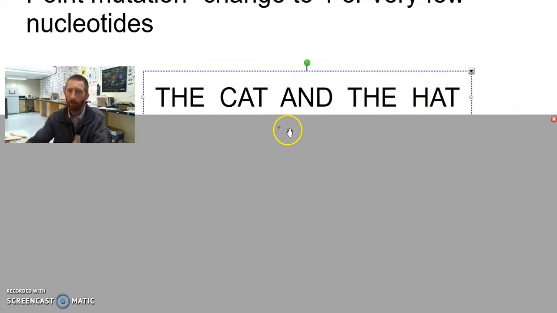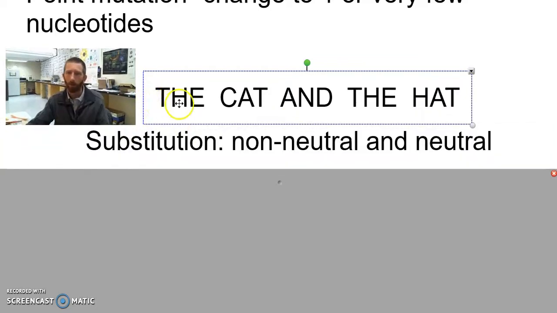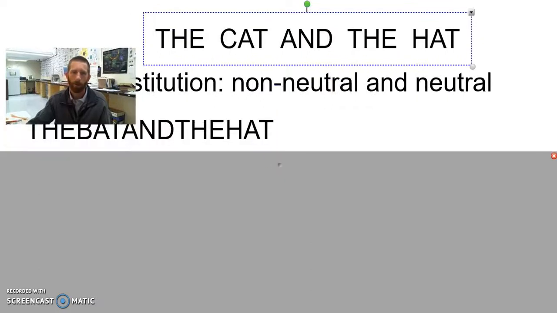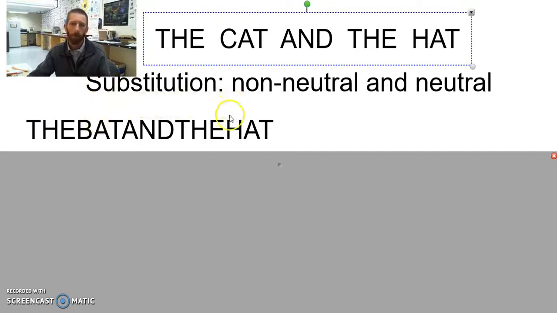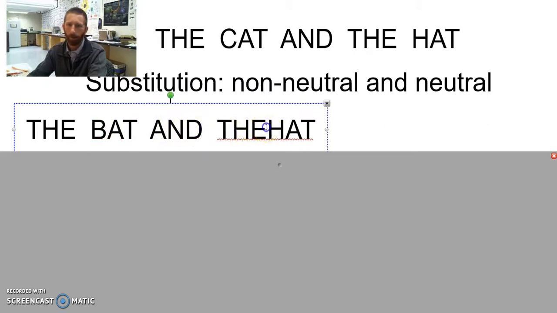So now we're going to change this in a couple different ways, and we're going to look at what would happen. So go ahead and write down substitution. We have two types of substitutions, neutral and non-neutral. So we're going to use our analogy to look at this. First of all, we are going to have a non-neutral substitution. So here's the new mutated mRNA, which was made from the DNA, right? And so we're going to break this up. And of course, you can see that we changed the C to a B, and it's no longer the cat in the hat, it's the bat in the hat.